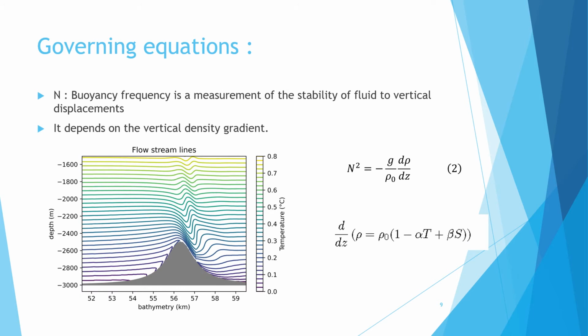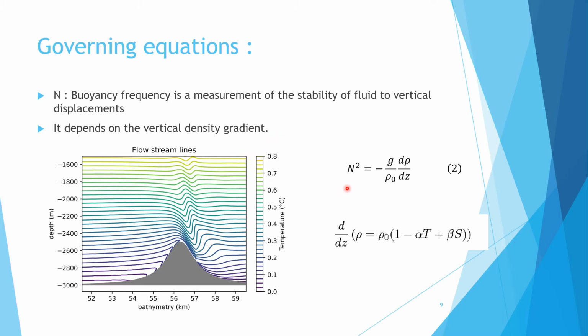Another important parameter is the buoyancy frequency N, which is a measurement of the stability of the fluid to vertical displacement. We have that vertical stability because the fluid is stratified. We can see the stratification with the temperature profile right over here. And this also means that we have a vertical density gradient.